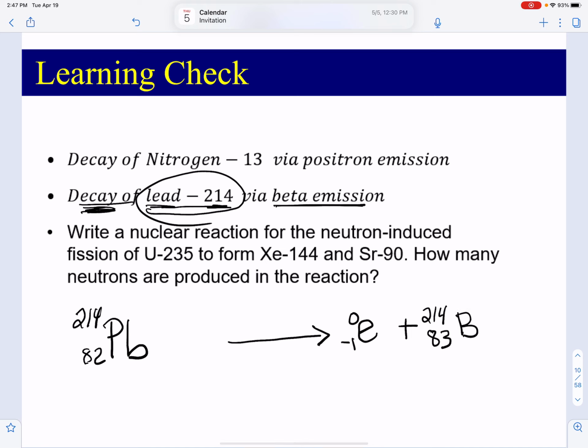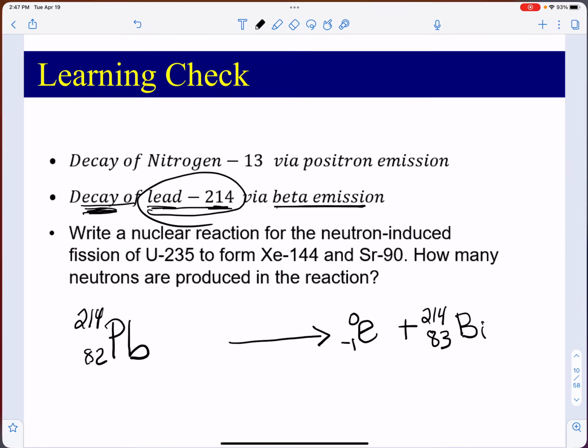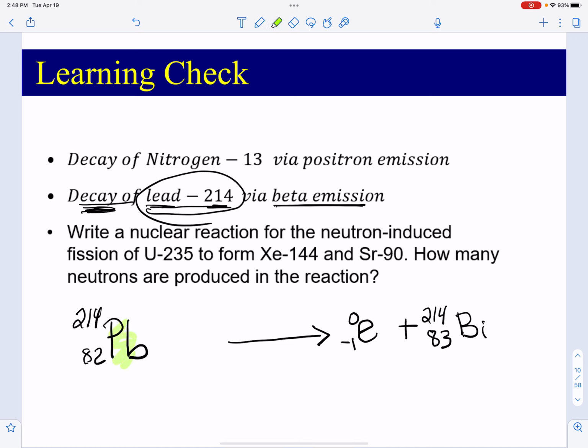So what this is saying is, for lead-214 to become stable, it's going to have to let a beta particle come out, which is going to change this nuclide from lead-82 to bismuth-83. So matter cannot be created, matter cannot be destroyed, but matter can be transformed, which is what you're seeing here right now. Lead is being transformed into bismuth. And let's do the last one.